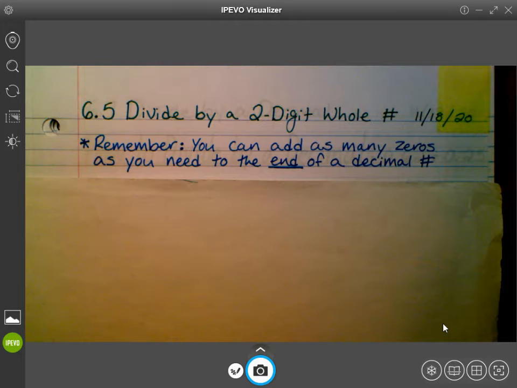Because if we add it on the end, it doesn't change the value of the number. But we can add those zeros to bring down when we're dividing so that we can get our full answer. So yes, you can add as many zeros as you need to the end of a decimal number, but nowhere else. Just the end, all the way to the right. Give me a thumbs up when you have this reminder written down in your notes.